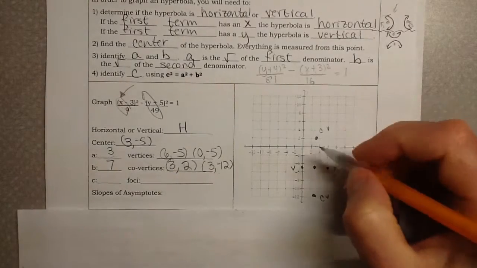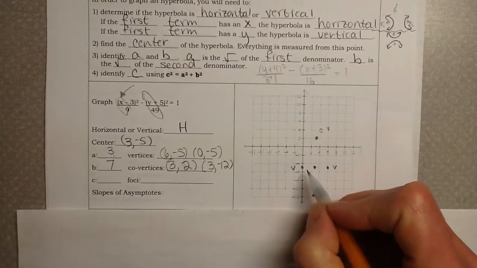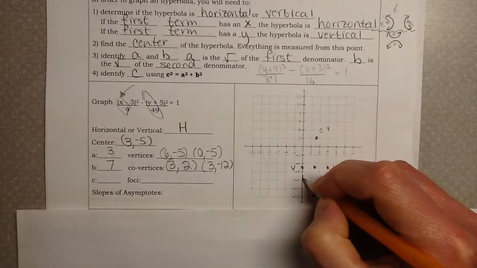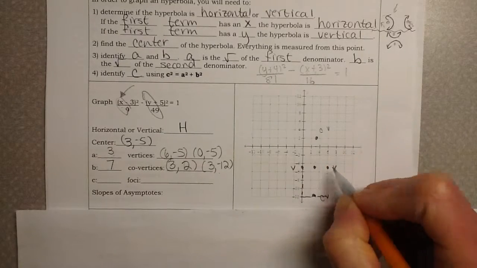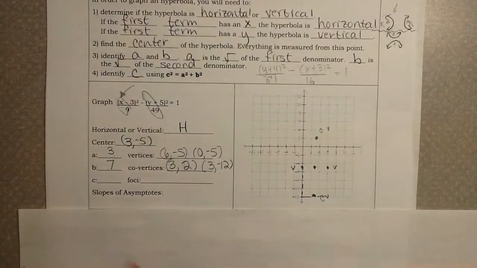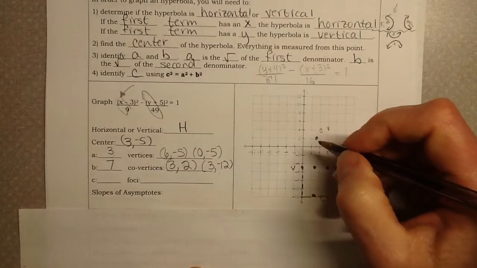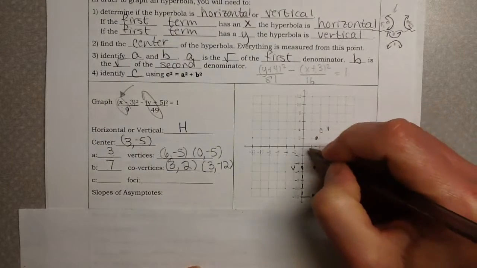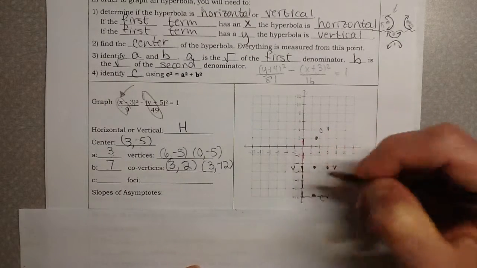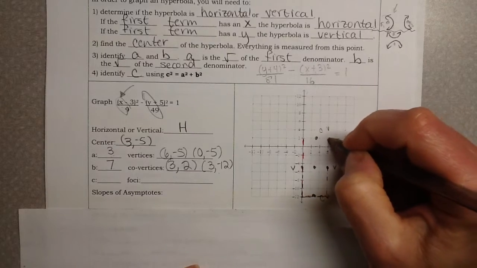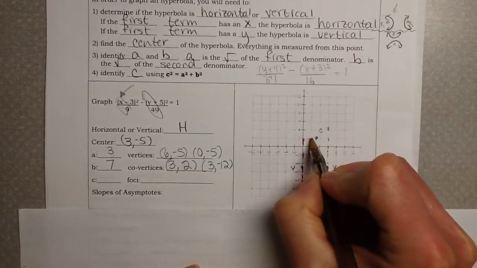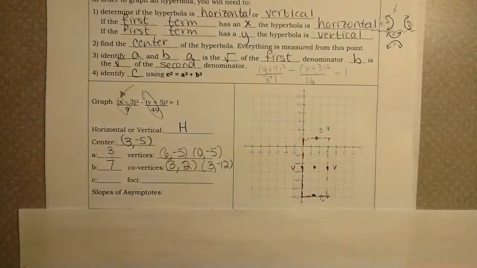Okay, once you do that, you can make the box for the graph, and we're just going to make it dotted. Let me change it to pen here. We make it dotted, and we're making a box through the co-vertices and the vertices.